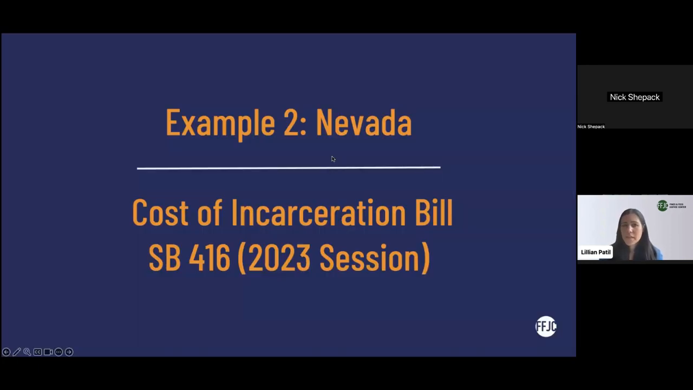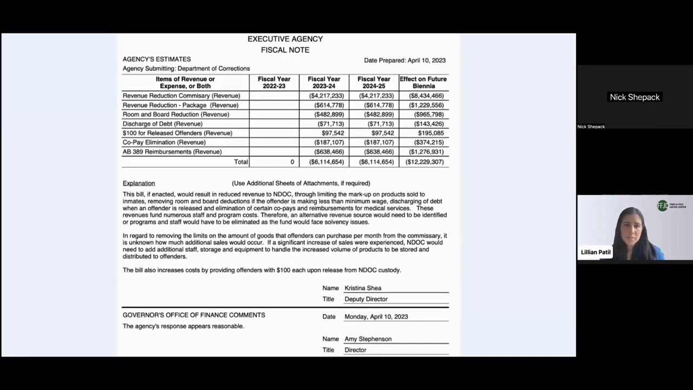Our next example, we're going to look at Nevada, and we're going to look at last year's Senate Bill 416, which targeted a number of different ways that the Department of Corrections was charging money to people who were incarcerated in Nevada prisons. And this fiscal note looks pretty different from New Mexico, so I think it's going to be a good juxtaposition of the last example.